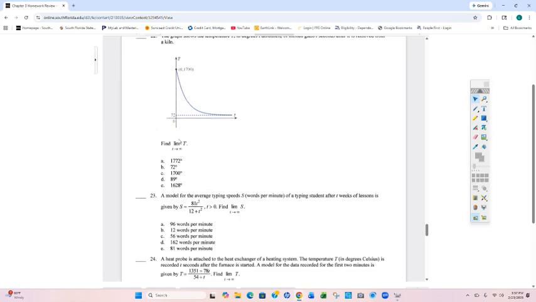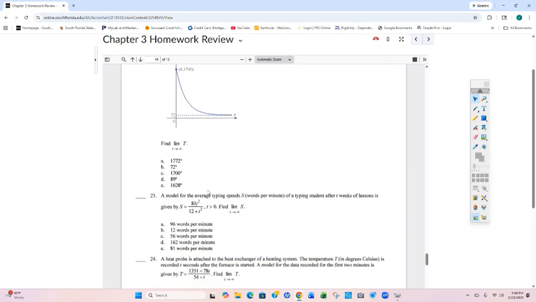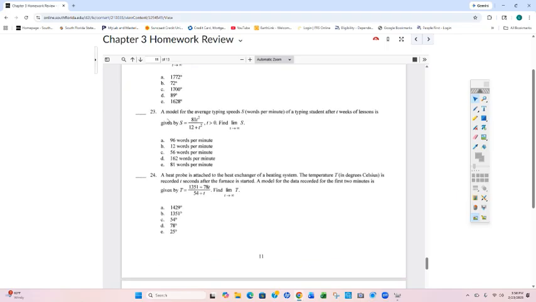So it says, find the limit of T as t approaches infinity. A is 1,772 degrees. B is 72 degrees. C is 1,700 degrees. D is 89 degrees. E is 1,628 degrees. The correct answer is B, 72 degrees.